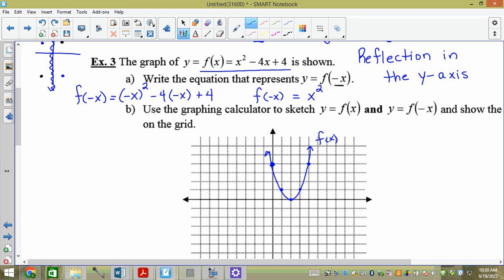If you don't put it in brackets, your calculator would tell you it's negative, which it's not. And then I get negative 4 times positive x, which is positive 4x, plus 4. Now type this into your y2.